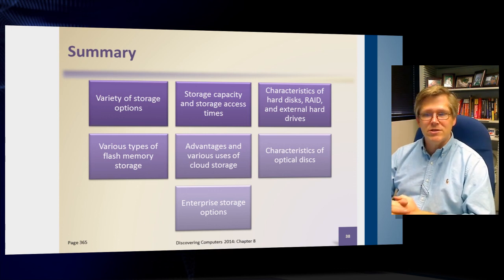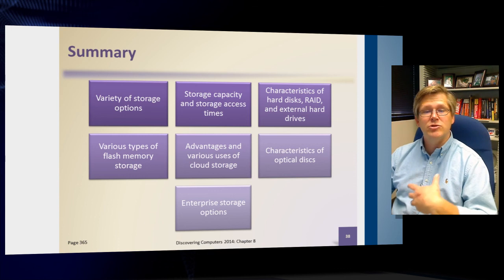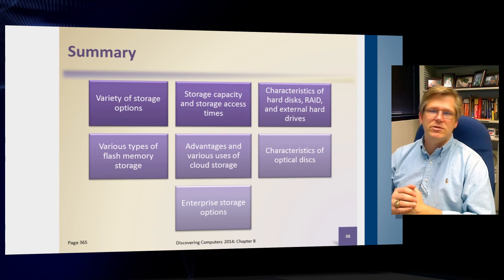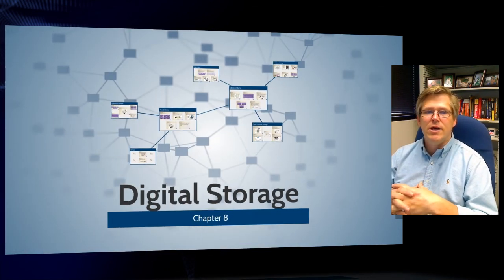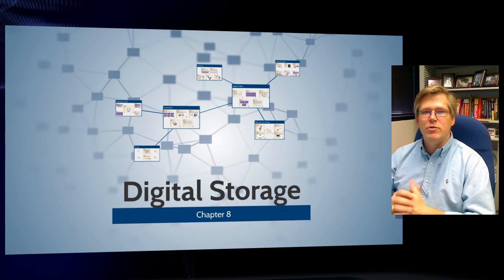I think it's certainly something that's going to be a bigger and bigger part of what we do in information systems. We talked about optical disks and what some of the characteristics were, how they are similar to magnetic storage, but also how they're a little bit different too. And then we talked about enterprise storage options and some of the features of those. So that was that chapter in a nutshell. It's a good chapter. There's some good information in here.